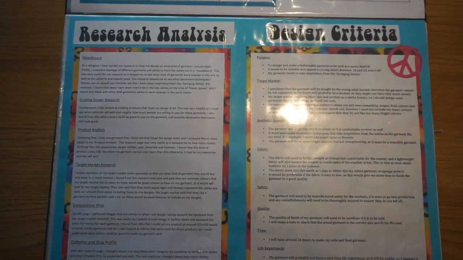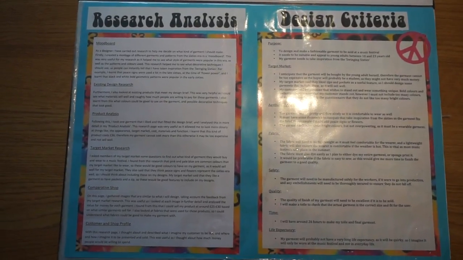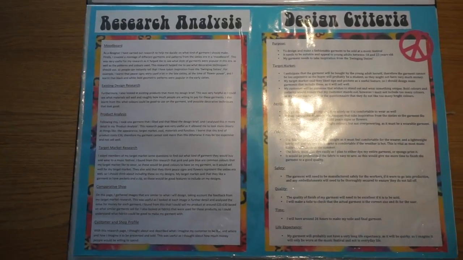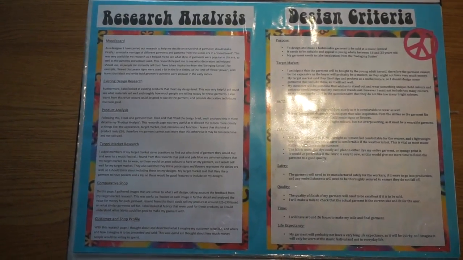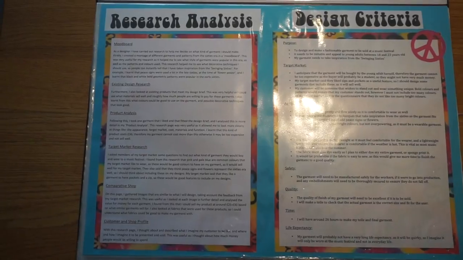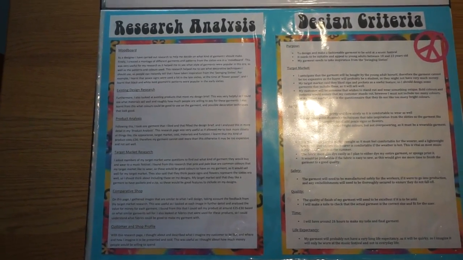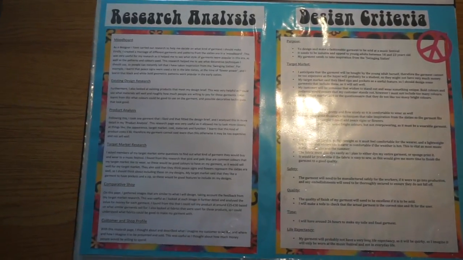Then we're moving on to research analysis and design criteria. In my research analysis, I'm basically saying what pieces of research I have carried out so far. So I did the mood board, existing design research, product analysis, target market research, comparative shop and customer and shop profile.